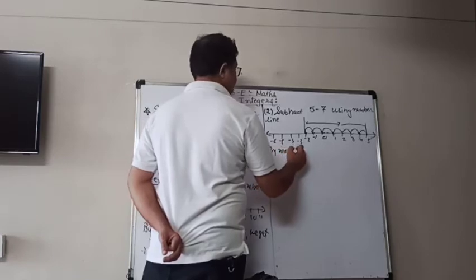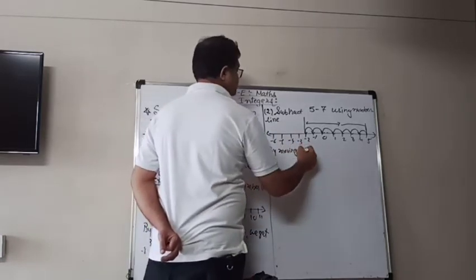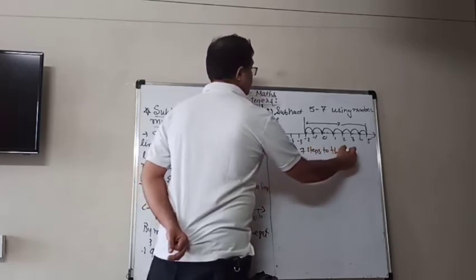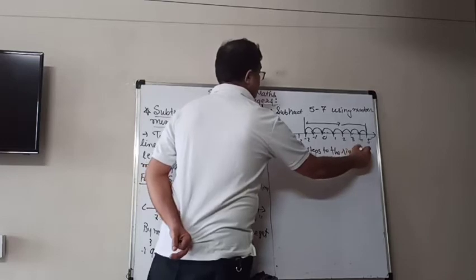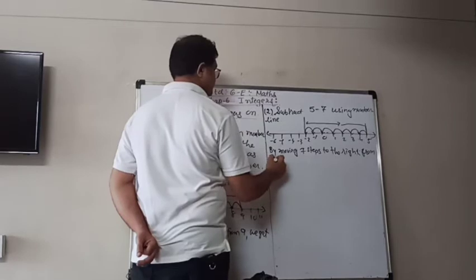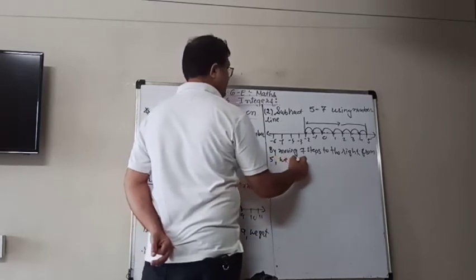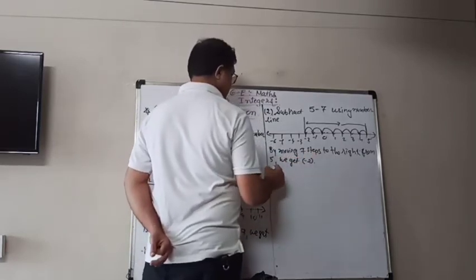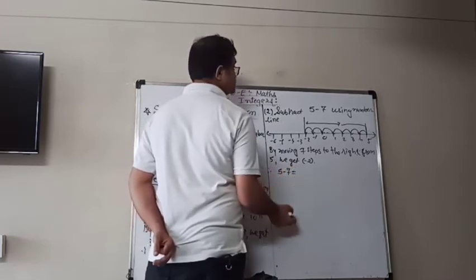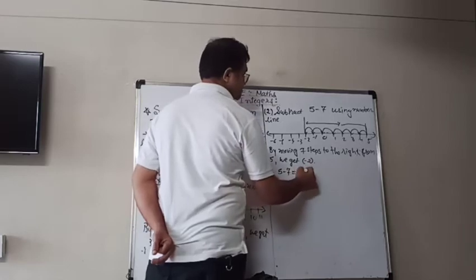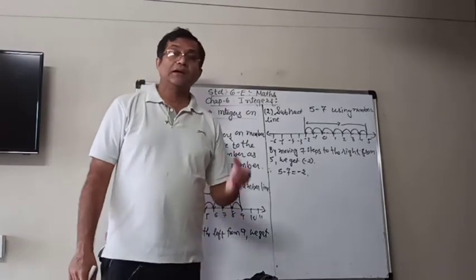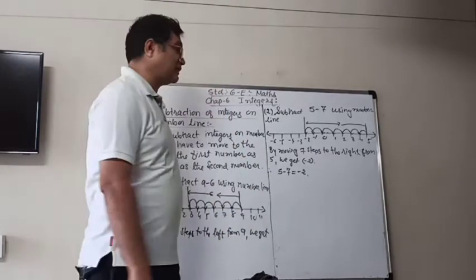So by moving 7 steps to the left from 5, we get minus 2. And therefore, 5 minus 7 is equal to minus 2. Now let's take one more example.